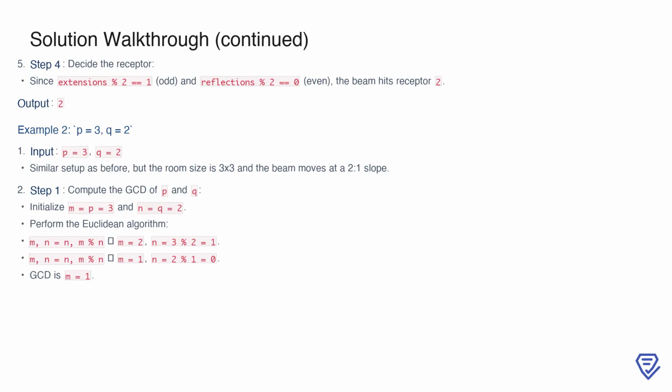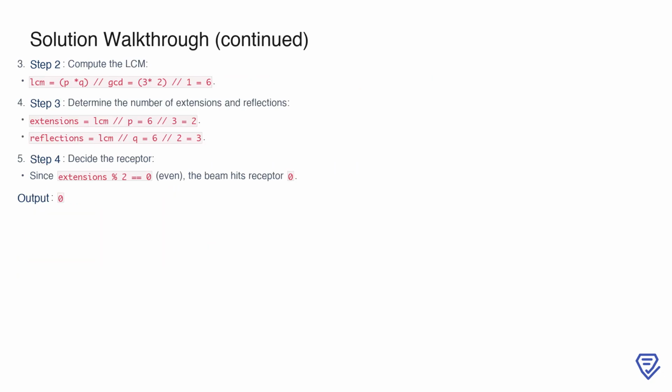Again, we compute the GCD. Starting with m equals 3 and n equals 2, applying the Euclidean algorithm, we perform the steps m, n = n, m % n, which gives m equals 2 and n equals 3 % 2 equals 1, and then m equals 1 and n equals 2 % 1 equals 0. Thus, the GCD is 1. With the GCD calculated as 1, we move to the next step of finding the LCM.